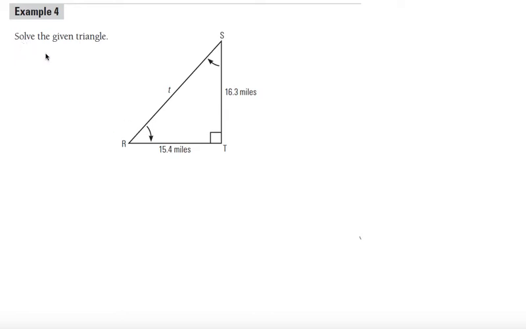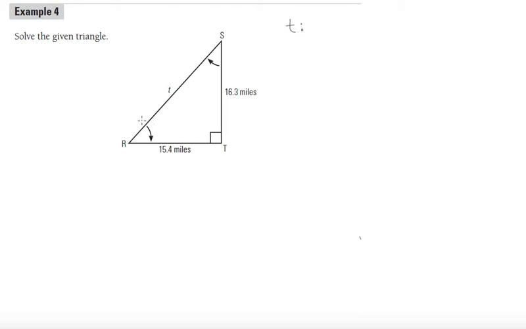Example 4 again wants us to solve the given triangle. This one's a little different because now I have two sides. I don't have any of the angles, so I need to solve for this third side and two of the angles. So let's start by solving for that side. So we're going to solve for t.